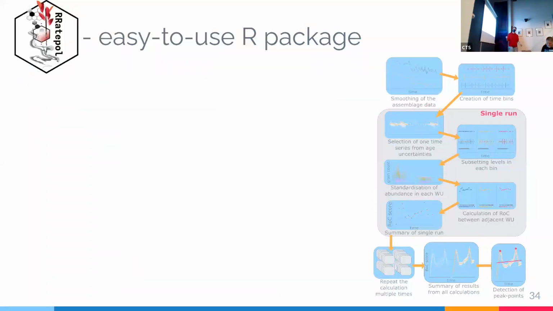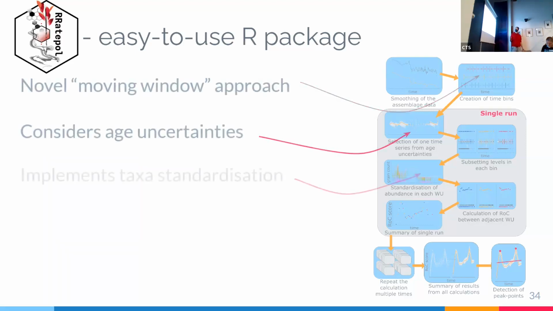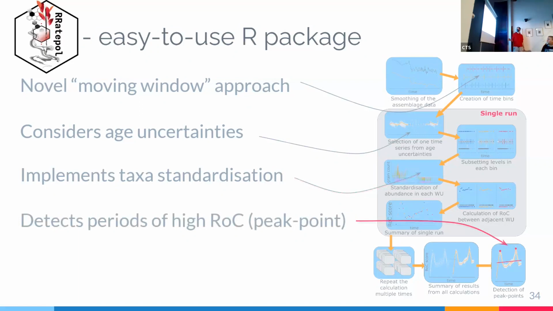Okay, so we now know what rate of vegetation change means. In order to estimate it, it was a little bit difficult for fossil data because there are a lot of uncertainties, especially around the ages. So I created another package which is called R-Ratepol. I'll just quickly go through. It has a novel moving window approach. It considers age uncertainties, taxa standardization, and peak point detection.